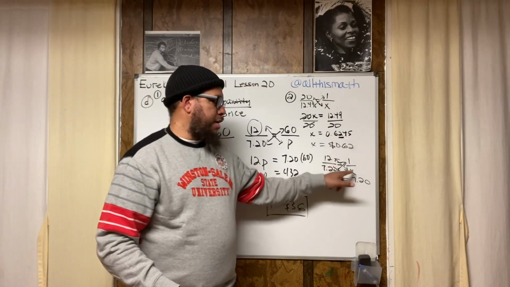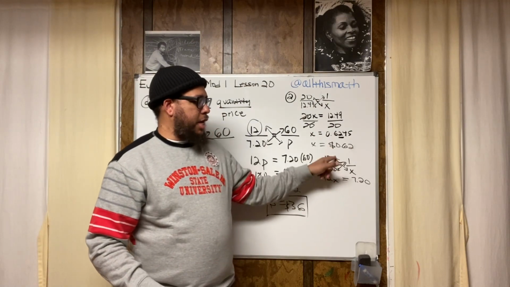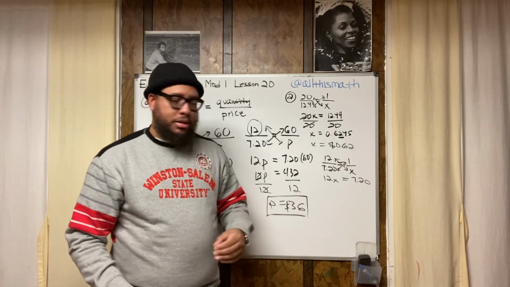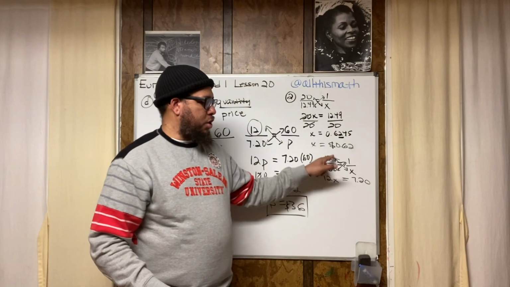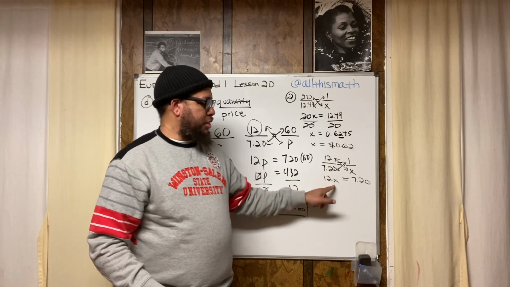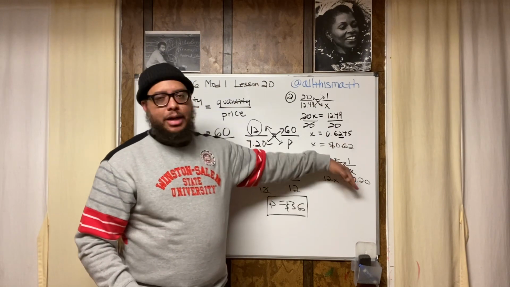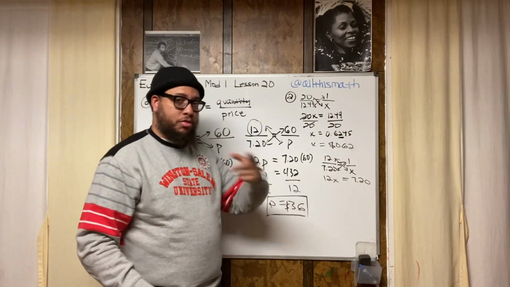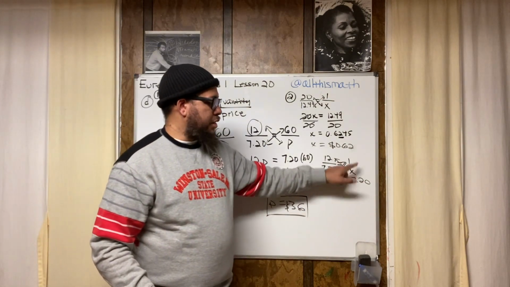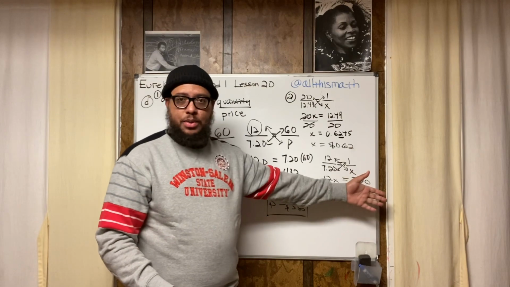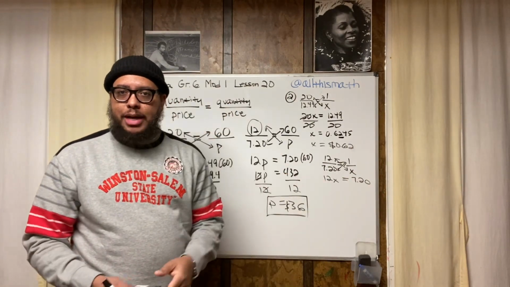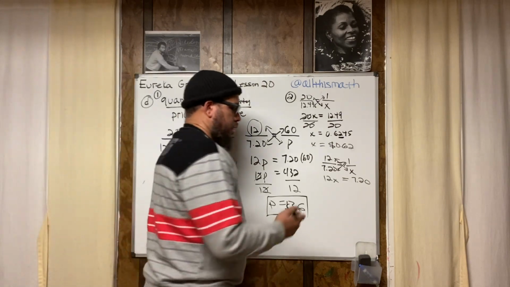Make sure you understand how I got that. I did 12 times X. I multiplied diagonally. Look at where my arrows are. 12 times X is 12X. The products of each of the diagonals go on opposite sides of the equal sign. Also remember that 7.20 times 1 is 7.20, or $7.20. Now I'm trying to get X by itself. So the question is, how do you get X by itself? You get X by itself by doing division.